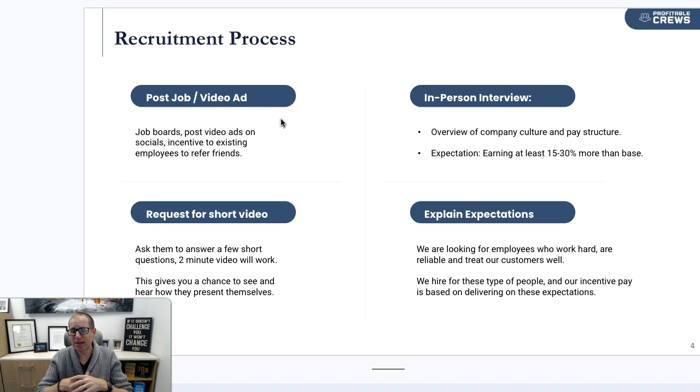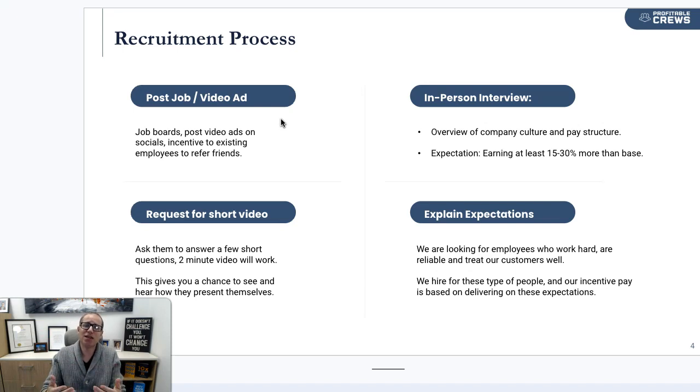And then we explain the expectations, right? And we really go into articulating why it is that we've set the business up this way, so that they understand that as long as they work hard, they're going to get paid well in this company. But if they think they're going to come in, show up late, take a lot of breaks, not work hard, not take care of the customers, this company is going to eject them.